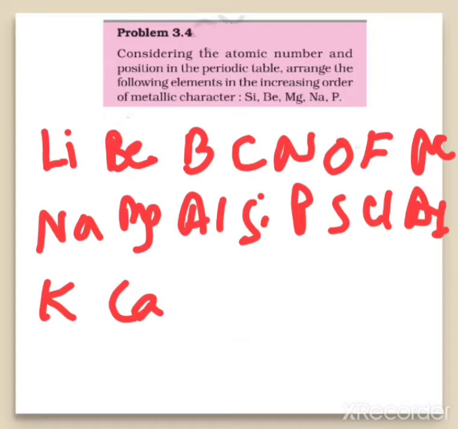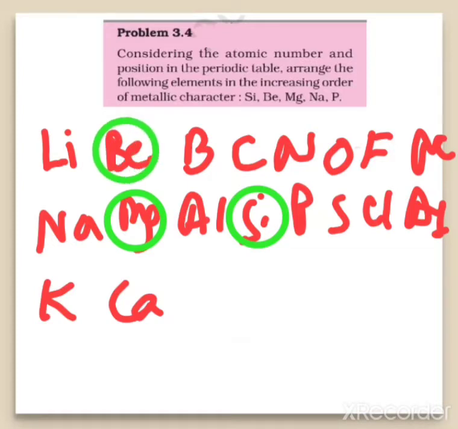Now let us do the problem. So first of all you need to identify the particular elements which are given to us. Like in the problem, silicon is given. So where is the silicon? Here is the silicon. Mark it or circle it. Next, magnesium. Here is the magnesium. Beryllium is here. Next, sodium. Phosphorus. So these are the elements which we have to arrange in the increasing order of metallic character.